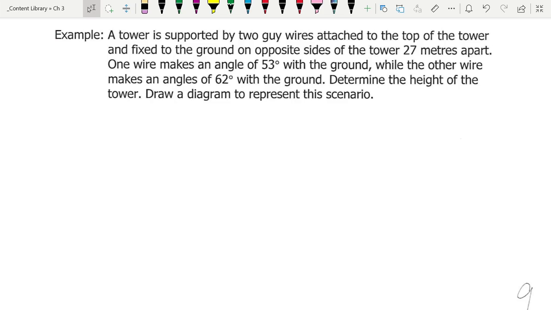So I'm going to draw a tower. Put it in blue. There. It's a very skinny tower. The tower is supported by two guy wires attached to the top, and they're affixed to the ground, and they are 27 meters apart.